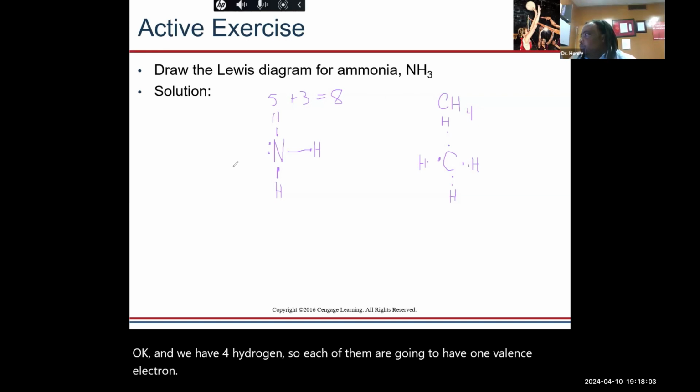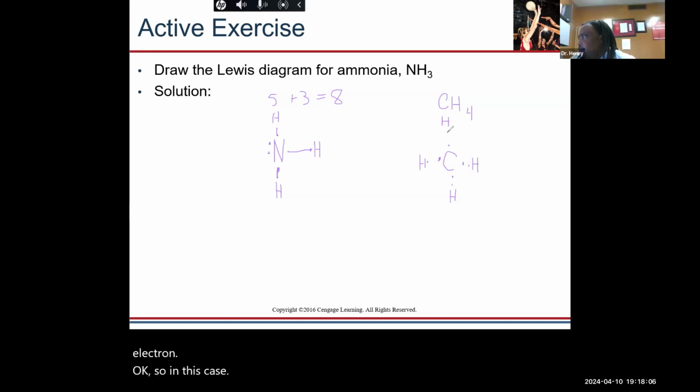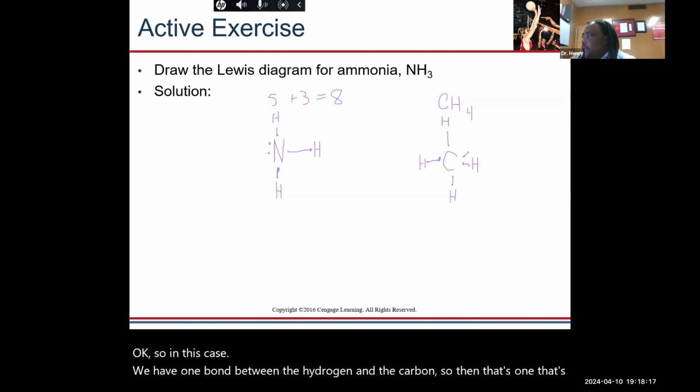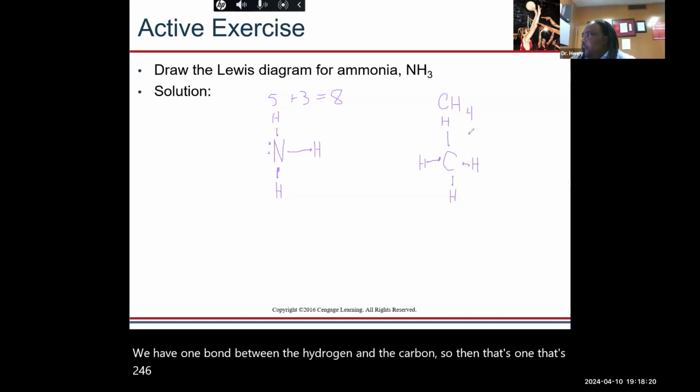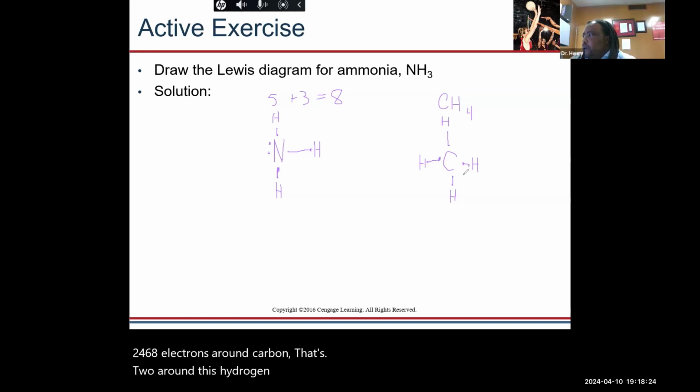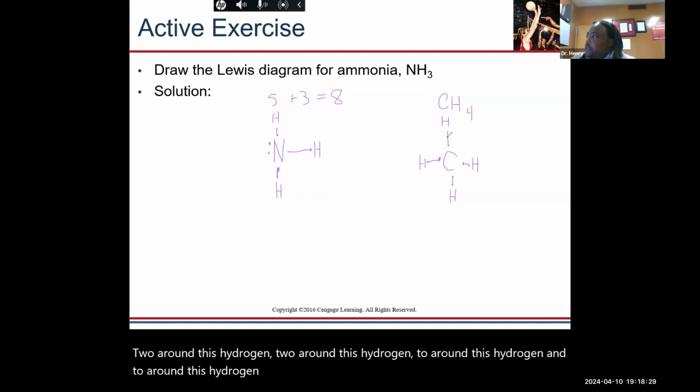Okay. So in this case, we have 1 bond between the hydrogen and the carbon. So then that's 1, that's 2, 4, 6, 8 electrons around carbon. That's 2 around this hydrogen, 2 around this hydrogen, 2 around this hydrogen, and 2 around this hydrogen. Okay. So altogether, that should be 8 electrons, 4 and 4 total. It's going to equal 8.